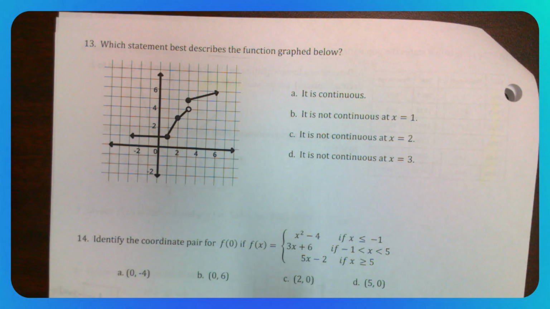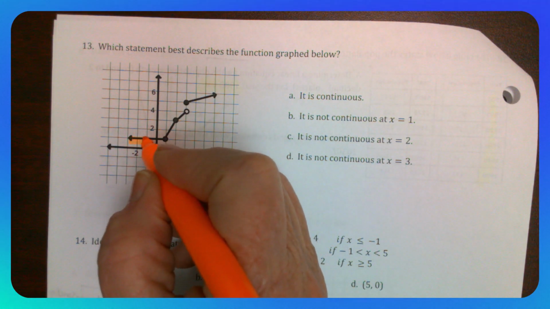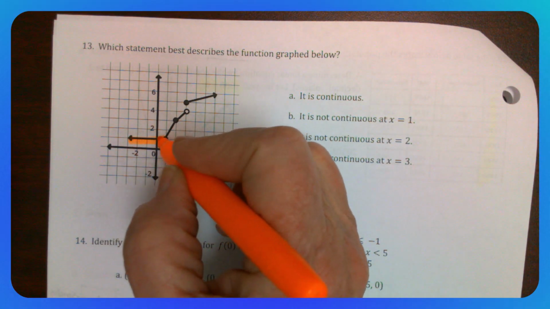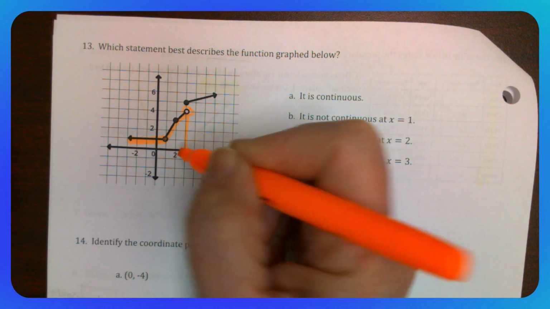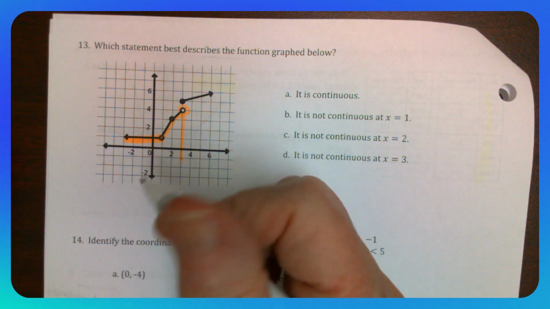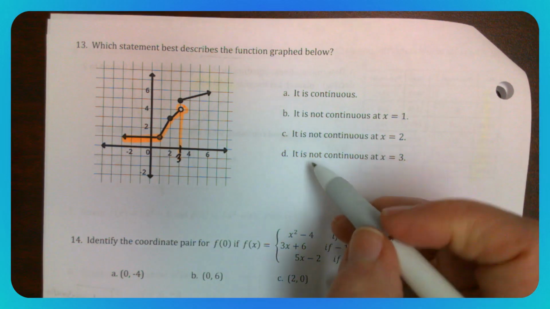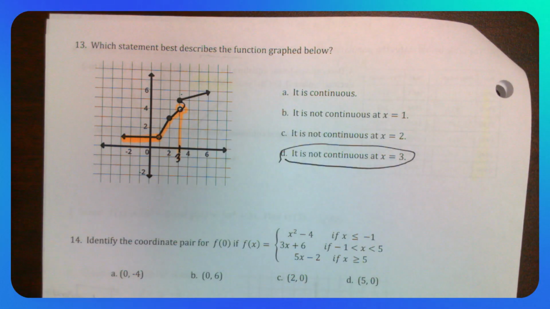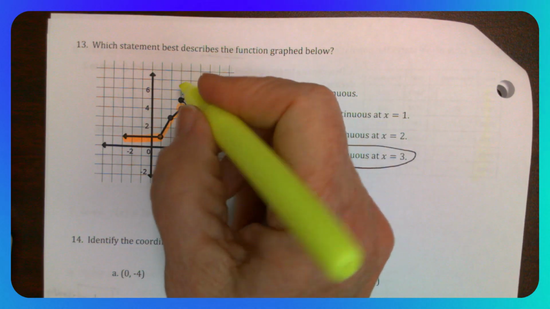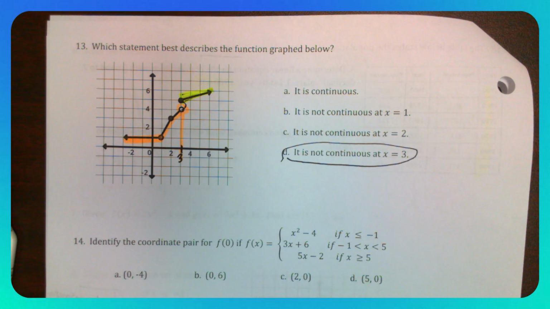So I'm going to start on the left. Continuous means that if I put my pencil down and I try to follow this line right here, if I can follow that line without picking my pencil up, it's continuous. So I'm okay until I get here. And then we have an opening at x equals -3. I'm sorry, x equals +3. +3 is right here. So it's not continuous at x equals 3 because it jumps up. Now I've got to pick my pencil up and then continue up here. Okay, now let's move down to question number 14.